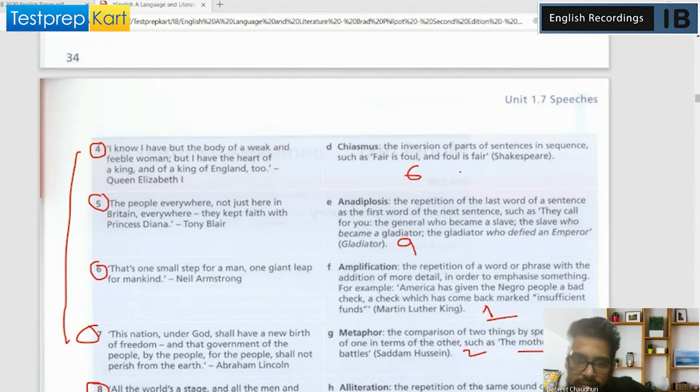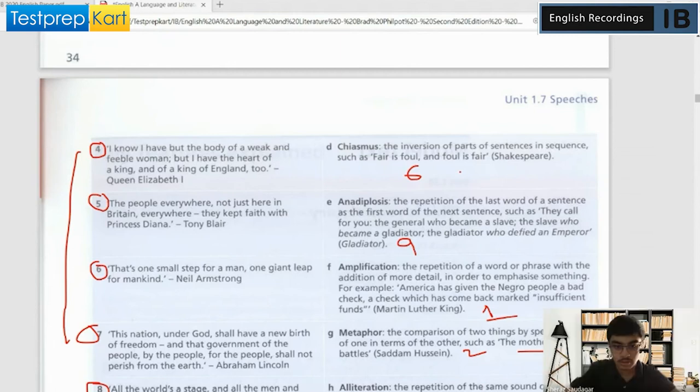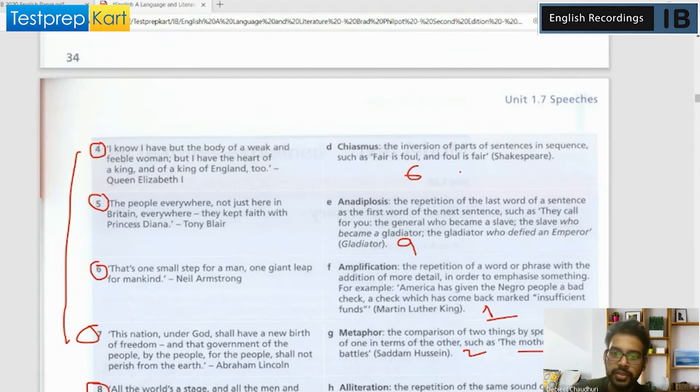Anadiplosis. What is it? The repetition of the last word of a sentence as the first word of the next sentence. So, "They call for you, the general who became a slave, the slave who became a gladiator, the gladiator who defied the emperor." So, anadiplosis, give me an example of that. Anadiplosis is the repeat. The last word has to be repeated in the next sentence.